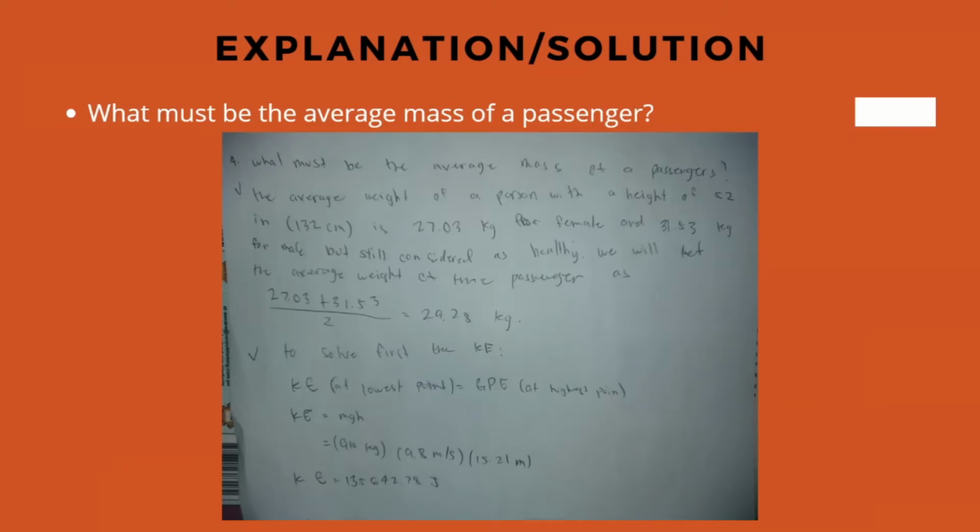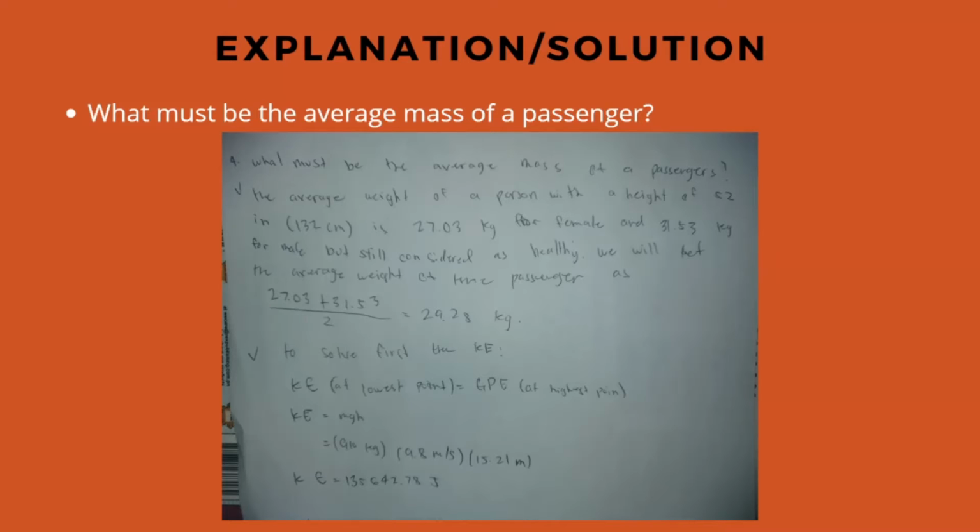Number 4. What must be the average mass of a passenger? The average weight of a person with a height of 52 inches or 132 cm is 27.03 kilograms for female and 31.53 kilograms for male, but still considered healthy. We will set the average weight of the passenger as 27.03 plus 31.53 over 2, which is equal to 29.28 kilograms.